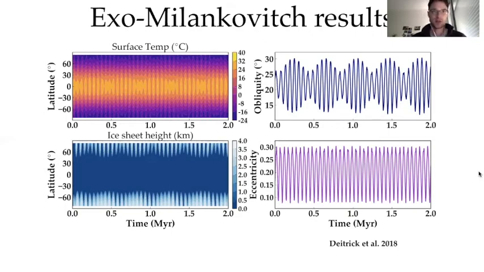And on the left, what you see is, as a function of latitude and time, the resulting temperature and ice sheet height from the EBM. This just illustrates one way that the EBM can be useful. You can perform simulations that are hundreds of thousands or even millions of years long, which is currently not really feasible with a GCM.